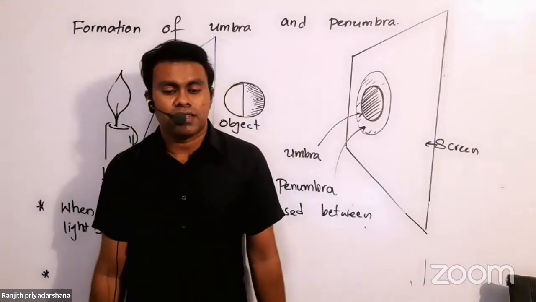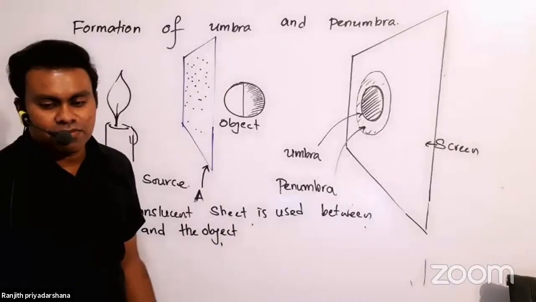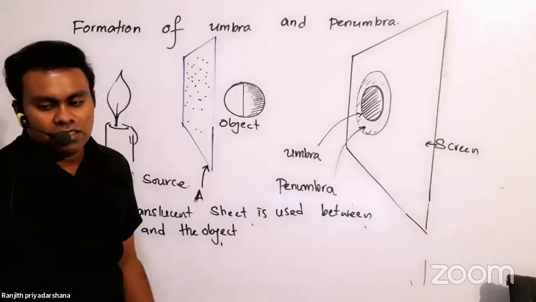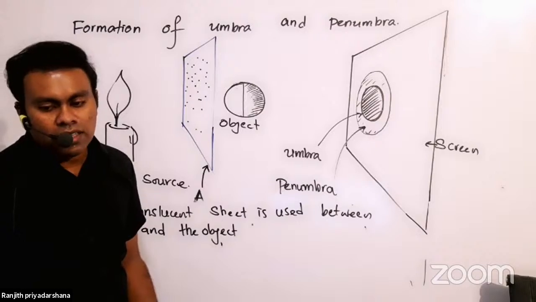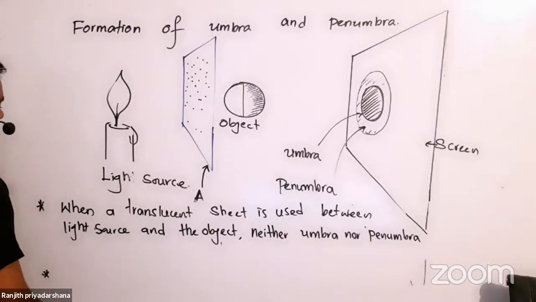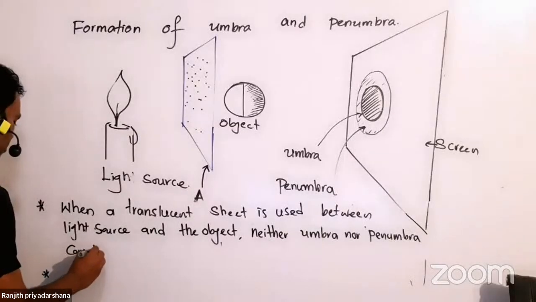umbra is not seen, penumbra is not seen. How do we say that? Neither umbra nor penumbra can be observed. Not 'either umbra or penumbra', not 'both umbra and penumbra cannot be observed', that's wrong. It is neither umbra nor penumbra. NOR. Yes, NOR. Neither umbra nor penumbra can be observed.